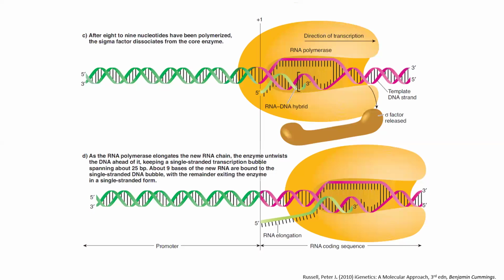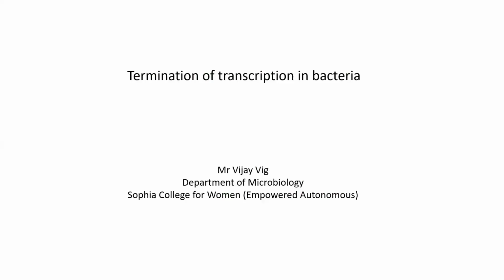Hi everyone. In the last lecture, we have seen how transcription is initiated in E. coli and how the mRNA synthesis is elongated, that is elongation of transcription in E. coli. In this lecture, we will continue with the transcription in bacteria and we will see how transcription is terminated in bacteria, that is termination of transcription in bacteria.